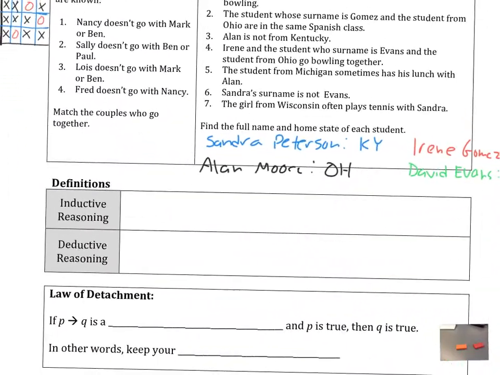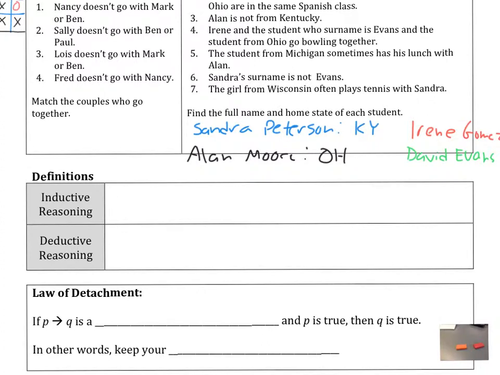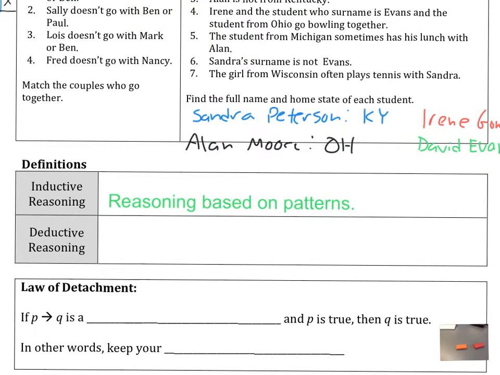So by way of review, inductive reasoning, the fastest and easiest way to describe inductive reasoning is reasoning based on patterns. That's the short answer there. Now, however, if we want to get specific, we could say observe the pattern, make a conjecture, and then test it. But if we're just doing a quick, simple thing, it's you see a pattern and you deal with it. So it's reasoning based on patterns.